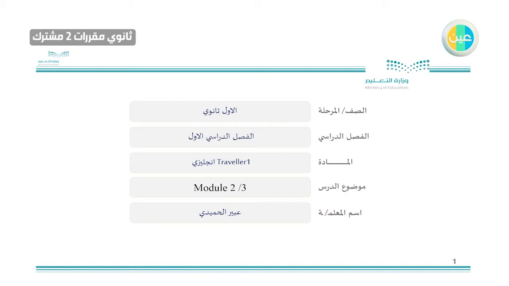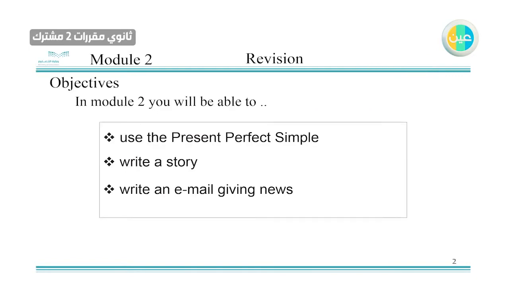This is the second revision of Traveller 1 English, first year, modules 2 and 3. Now in module number 2, you're going to be able to use the present perfect simple. You're going to write a story or write an email giving news.